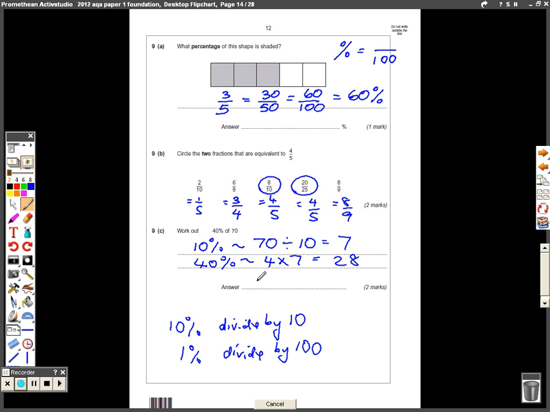So my answer, 28. There's no pound signs, it's just numbers. Does that look sensible? Well, 50% of 70 would be half of 70. That would be 35. So yeah, 28 does look reasonable. Also notice that 4 times 7 is 28. That's a good test for doing percentages, just multiplying together the digits.